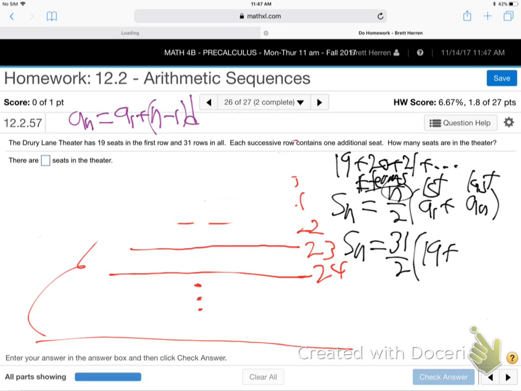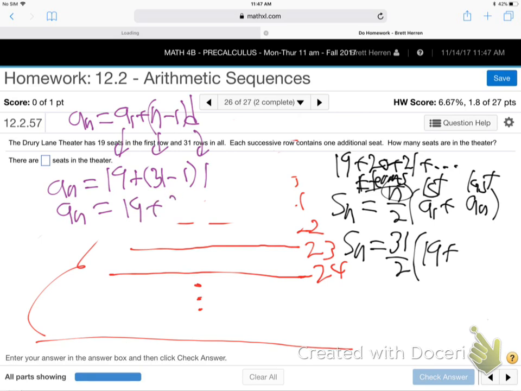So we say, yeah, AN is A1, which is still 19, first term, plus n minus 1d. What's the difference from term to term? 1. It's only going up by 1 seat every time. Oh, and we know n. Yeah, I know n too. I'm not used to knowing n. 31. So I know everything there. So 19 plus 30 times 1. 19 plus 30, 49. The last row has 49 seats.